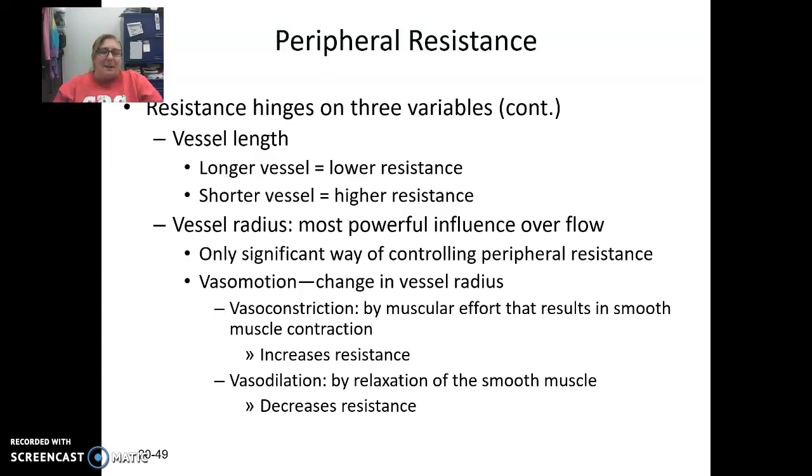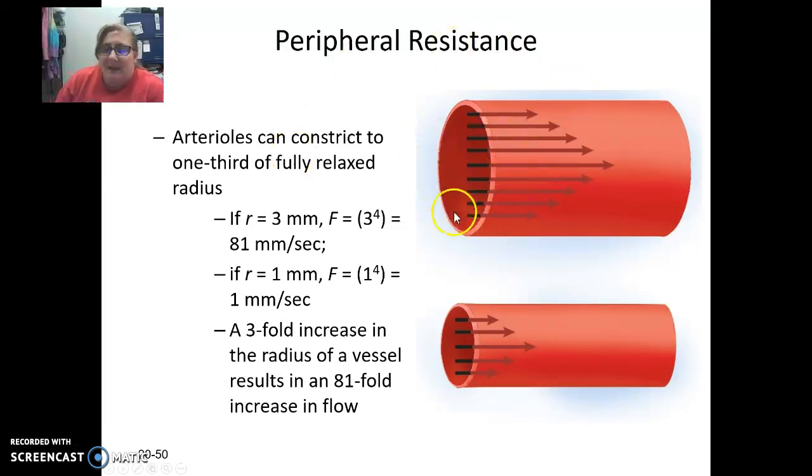And then the radius. This is probably the most important of the resistance factors, the size of the lumen. If you have a lumen that's very large, you're going to have a lot more blood that can flow through it. If that lumen constricts, then less blood can flow. And here's an example. If the radius is 3 millimeters, then we can have about 81 millimeters of blood moving through that lumen per second. But if we change the radius to 1 millimeter, we now have only 1 millimeter of blood moving through that lumen per second.